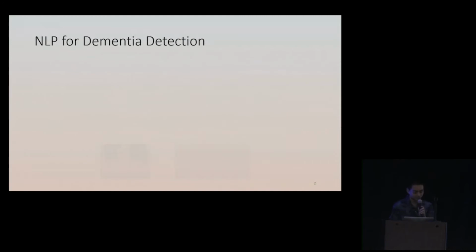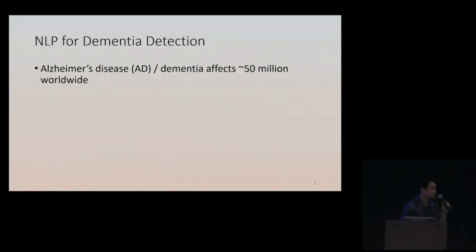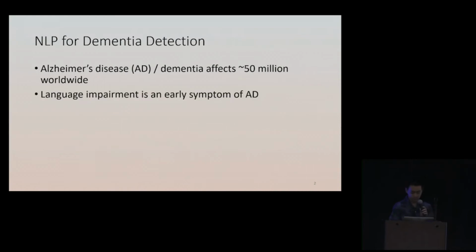So let's get started. Let's talk about NLP for dementia detection. Alzheimer's disease and dementia is a disease that affects around 50 million people worldwide. One of the earliest symptoms of Alzheimer's disease is language impairment, so NLP methods are a useful screening tool to detect Alzheimer's disease at a very early stage.